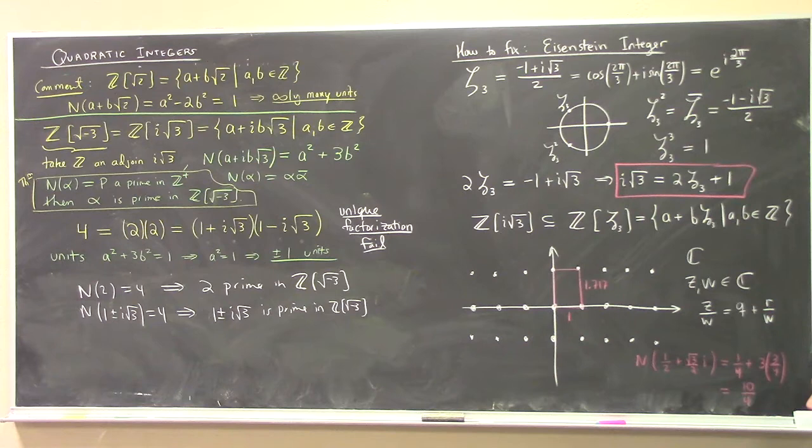Let's see here, I'm trying to think. You want the remainder to be less than the norm of the dividing number, right? The remainder to be less than the norm of the dividing number. Right. There's no reason that you can't find a dividing number with norm smaller than 10/4 that ends up landing at that middle point. So that means that the division algorithm fails in Z adjoin i root 3.